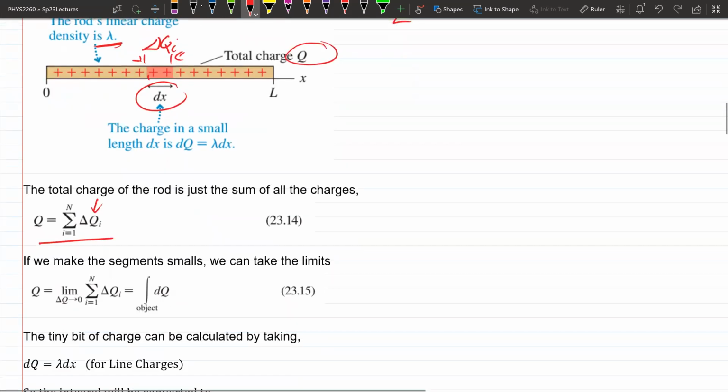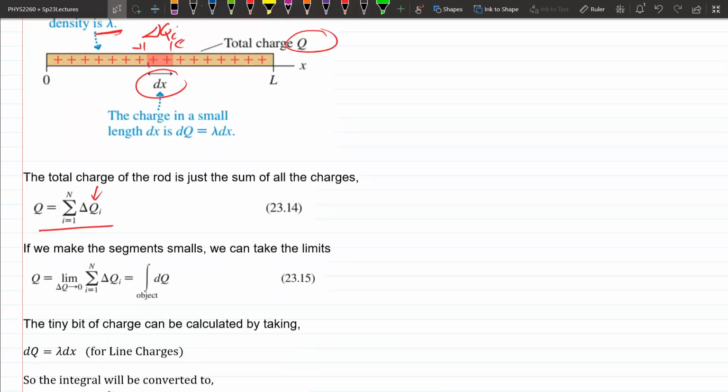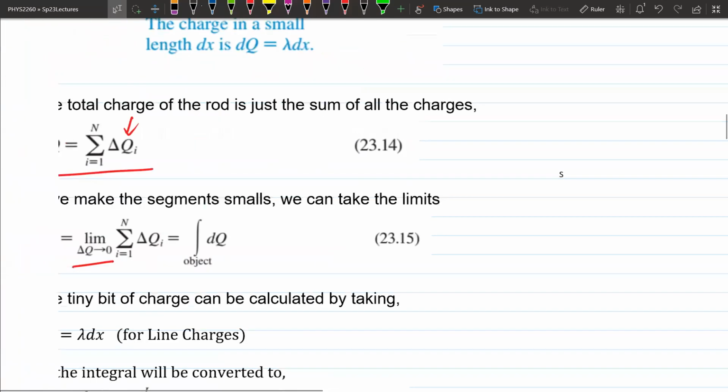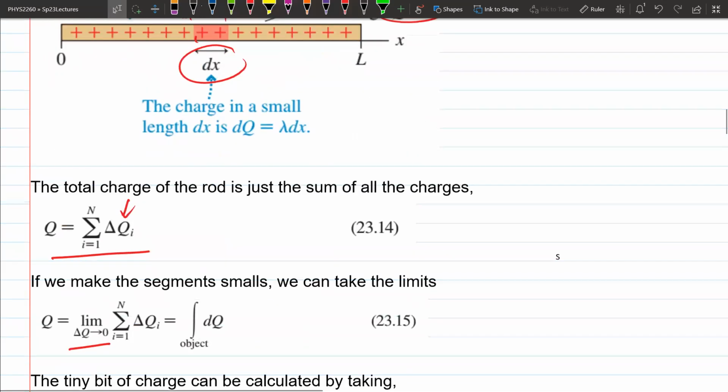So, but what you can do, instead of doing this summation, we can take the limit as these little tiny charges, as opposed to just saying, oh, there's 10 little lumps of charge. What if I make that an infinite number of lumps? Meaning each little piece of charge is going to 0.